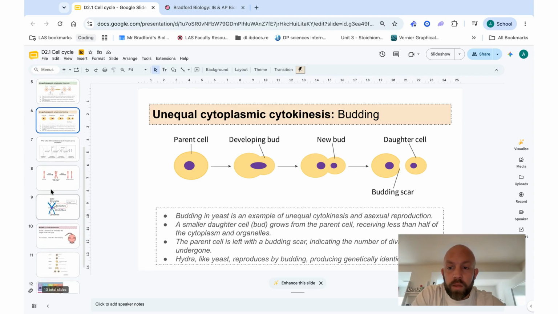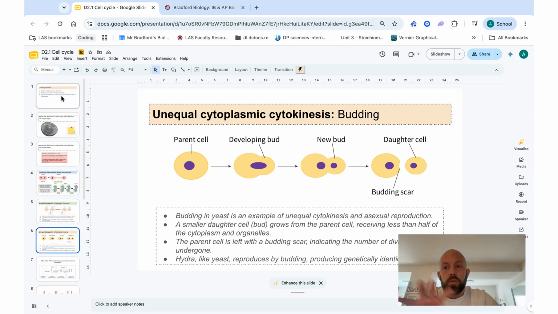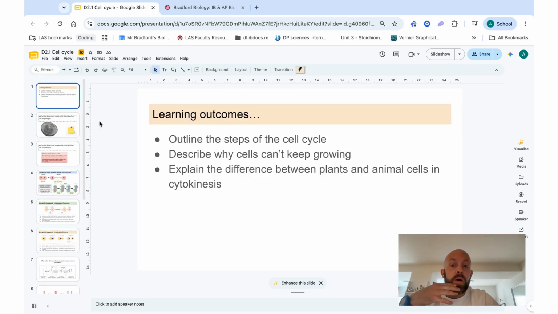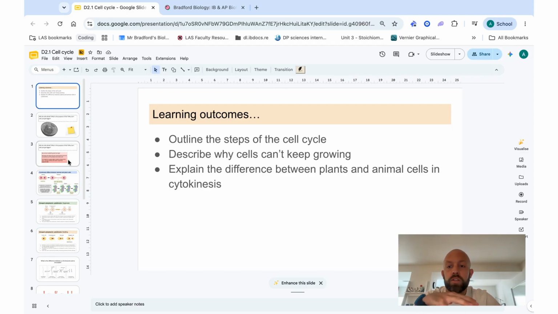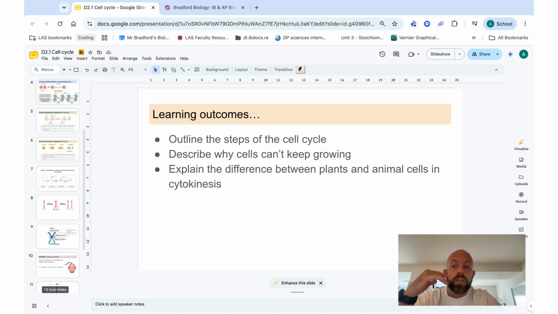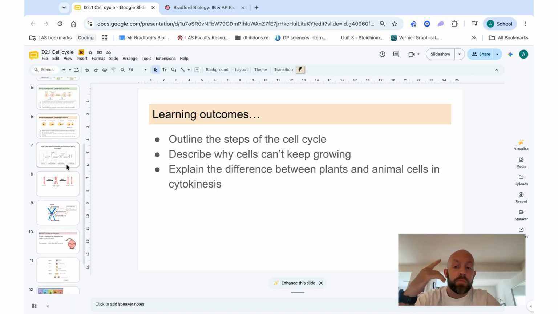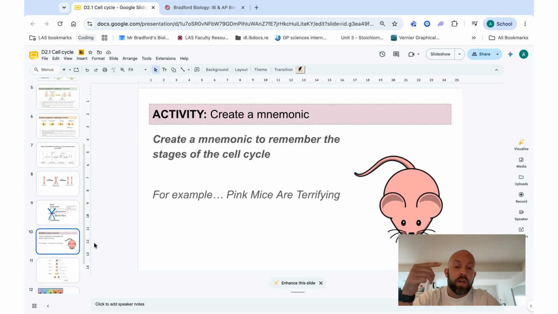Now, the bit to focus on past this. We'll go back to the outcomes. We've thought about describing why cells divide, and we've actually already explained the difference between plant and animal cells in cytokinesis. What I'd like to draw our attention to now is the steps. But before we think about the steps, let me just outline them.